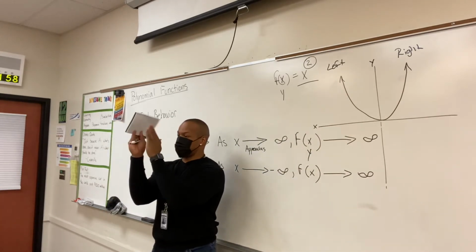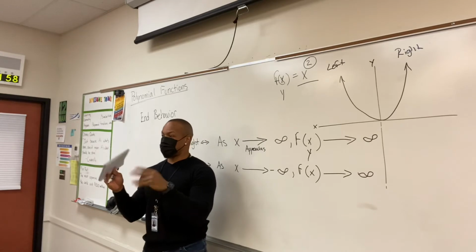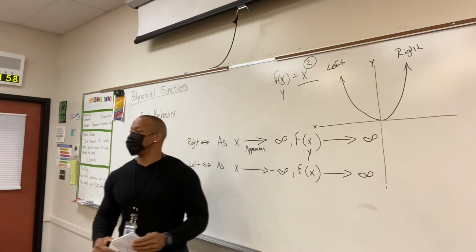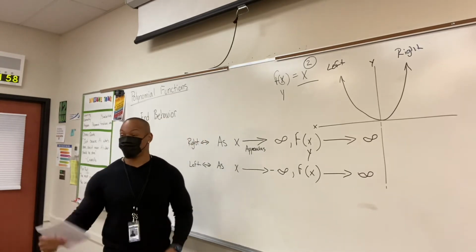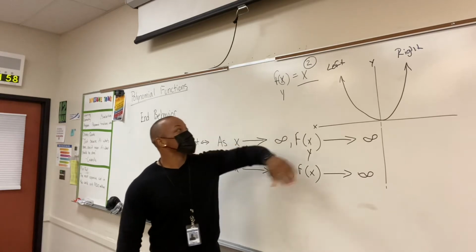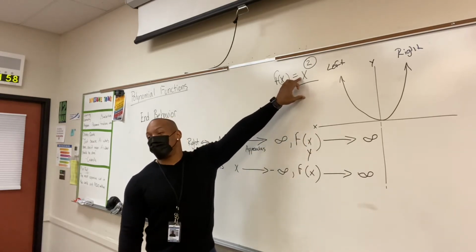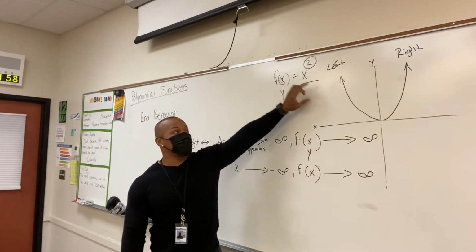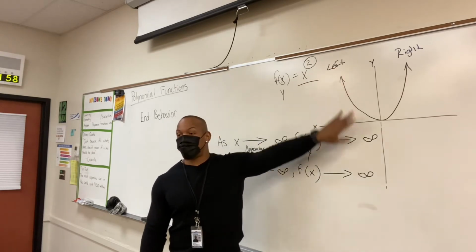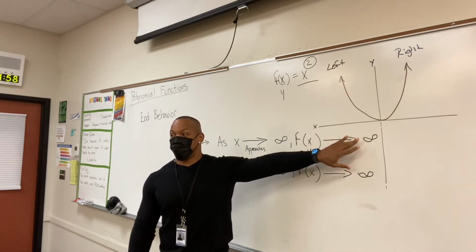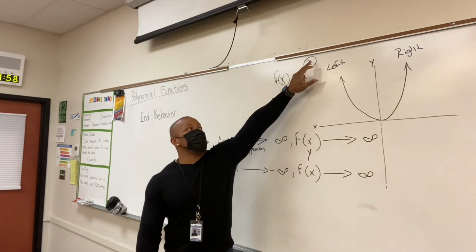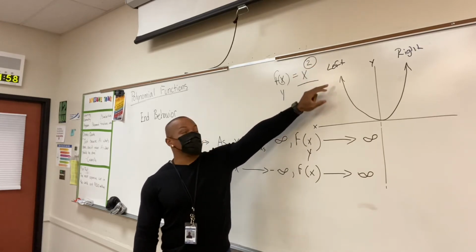I said positive or negative. You said that was wrong, though, so I was trying to figure out what you were interpreting. Okay. So whether our coefficient is positive or negative will determine if it's going to open up or down. Okay. Whether our degree is even or odd is going to tell us what?